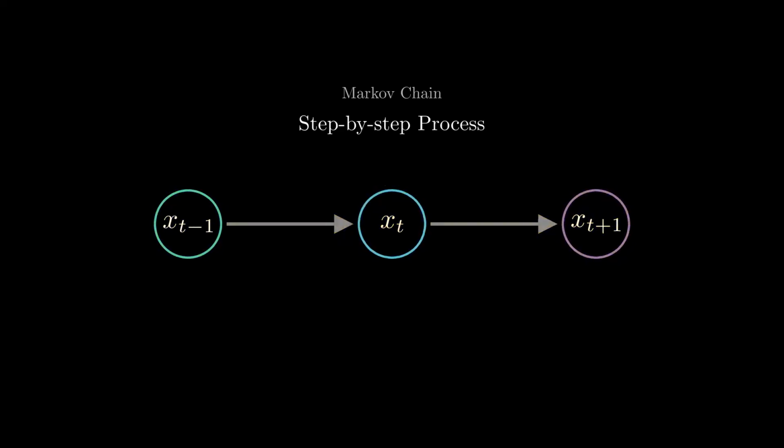To determine the next step, the model doesn't need to know the original prompt or where the noise started 50 steps ago. It only needs to know the current state to predict the next slight adjustment. This breaks a massive, complex problem into a series of tiny, manageable transitions.